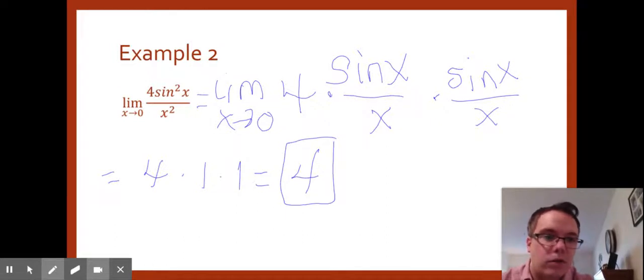All right, so just changing our equation so that we can see the sine of something over that same something, so that we can reduce that to 1, works really well if we're taking the limit as x goes to 0.